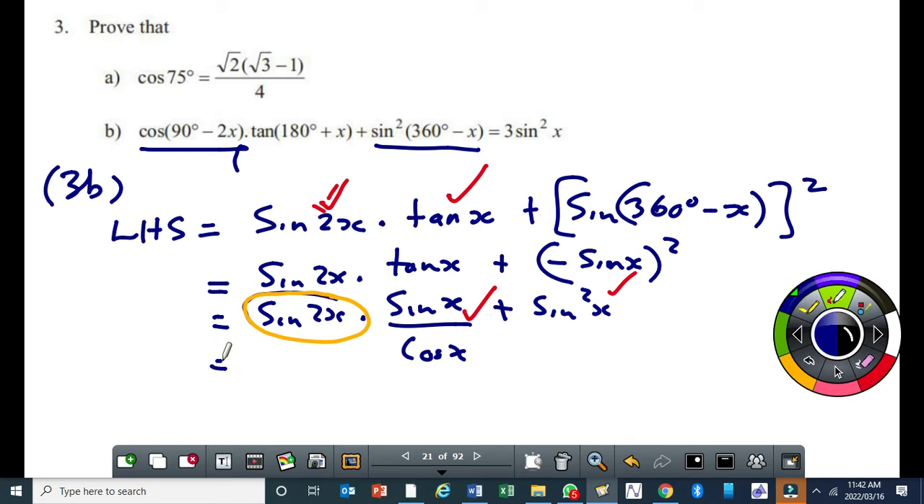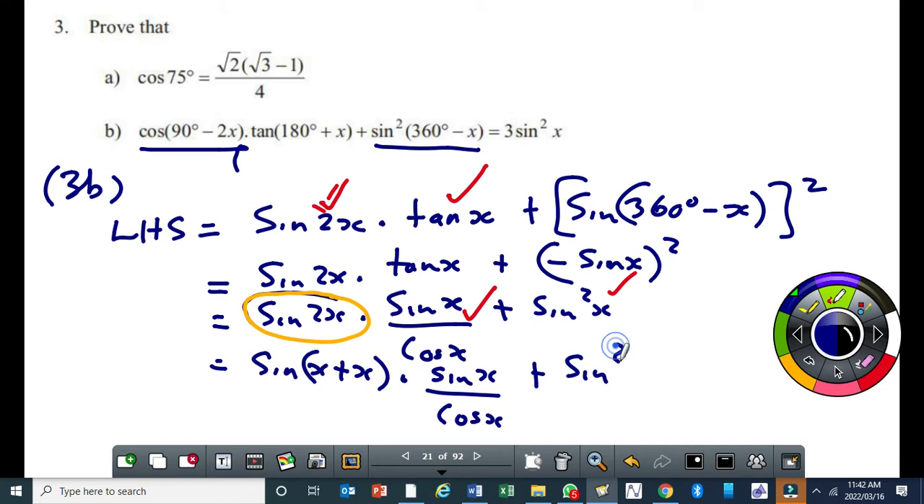So this will become sine x plus x times sine x over cos x plus sine squared x. Okay? Now, we now have to expand the sine x plus x. Now, in this case here, the first x is like your alpha there. The second x is like your beta there.